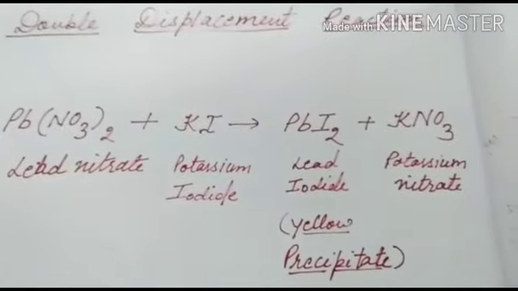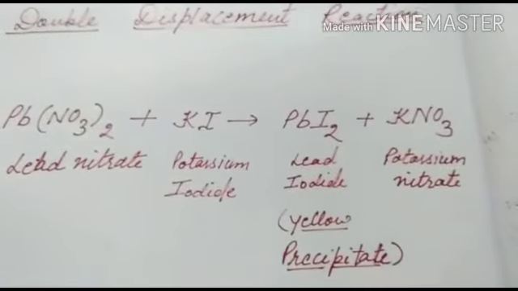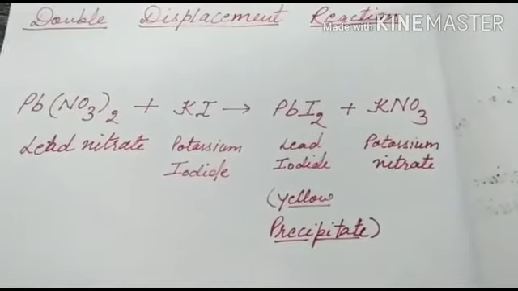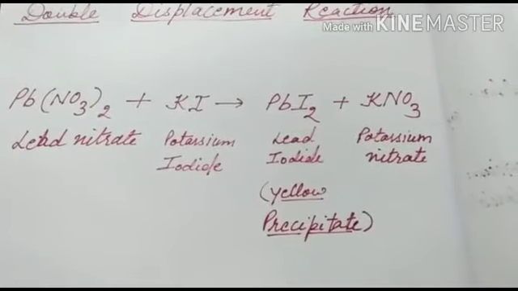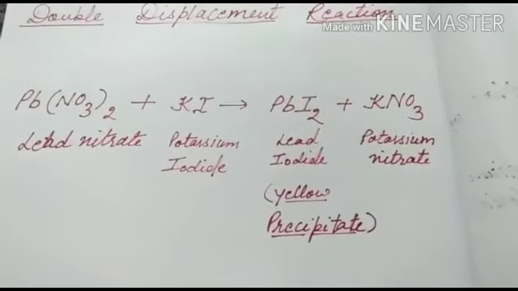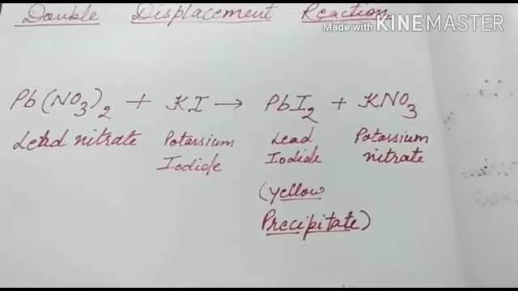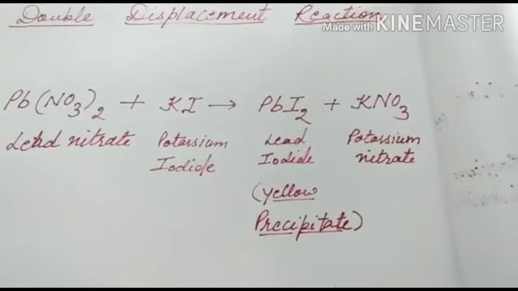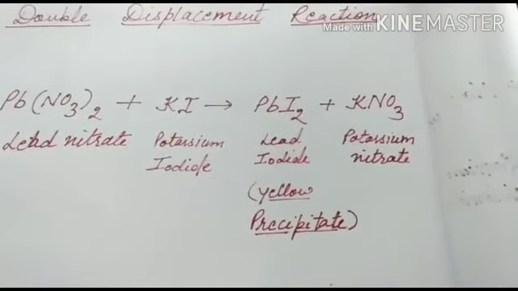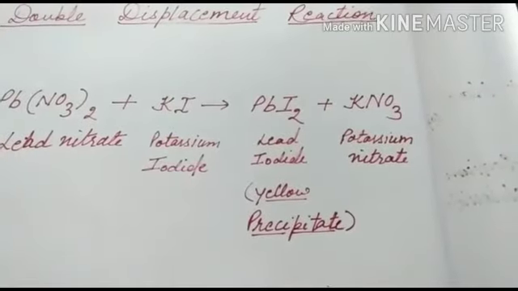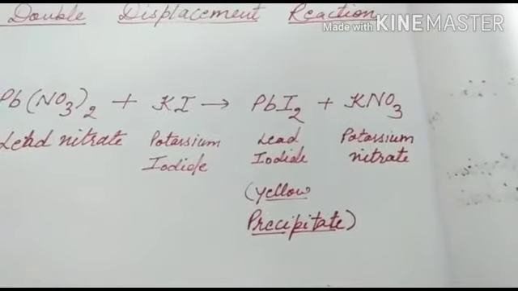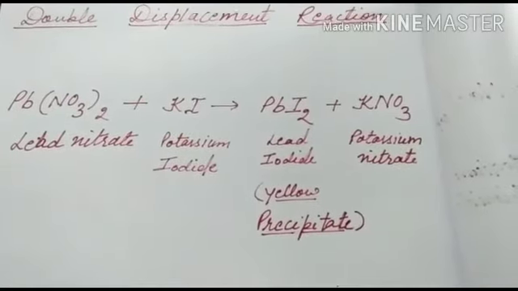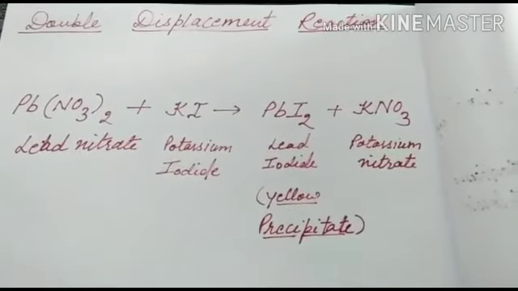Let us see one more double displacement reaction. Lead nitrate solution reacting with potassium iodide solution. Lead ions and potassium ions are exchanged. This reaction is called a double displacement reaction, forming lead iodide and potassium nitrate. Lead iodide, which is formed, is a yellow precipitate, and therefore this reaction is also called a precipitation reaction.